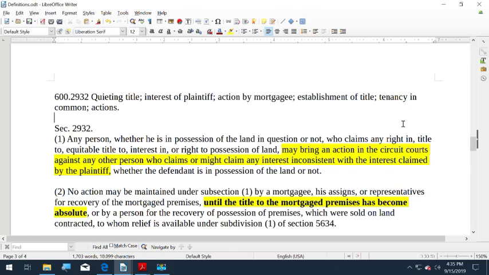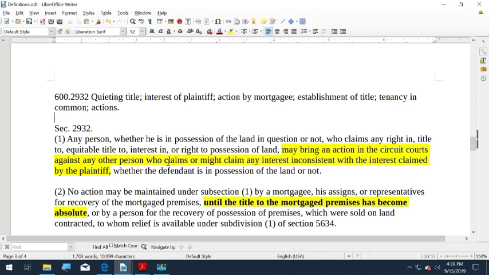600.2932, which says any person, whether he is in possession of the land in question or not, who claims any right in title, equitable title, interest or right of possession of the land may bring an action in the circuit courts against any other persons who claims or might claim an interest inconsistent with the interest claimed by the plaintiff, whether the defendant is in possession of the lands or not. So whether you're in possession as the plaintiff and the people you're going against are in possession as the defendant, it doesn't matter. You could still bring a charge.